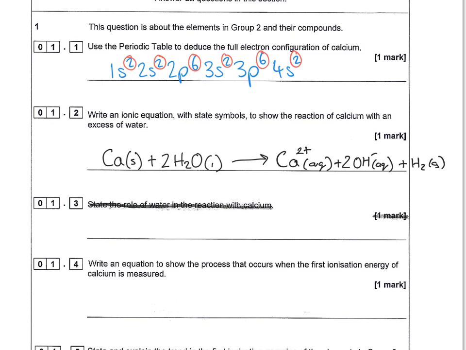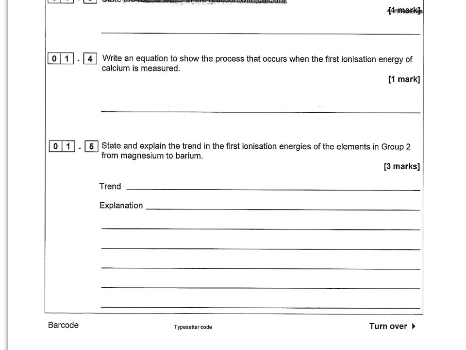2 hydroxide ions. The equation for the first ionisation energy of calcium, remember the definition. It's 1 mole of a substance in its gaseous state, and it's the enthalpy required to remove 1 mole of electrons to form 1 mole of singly positive ions in the gaseous state. So make sure you put those gas symbols there.